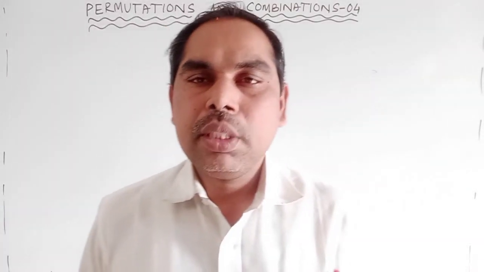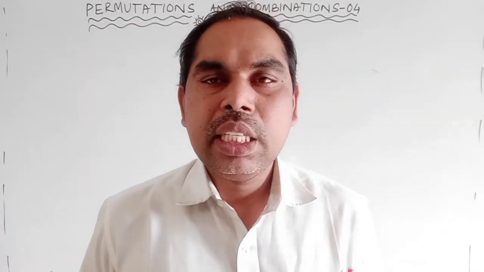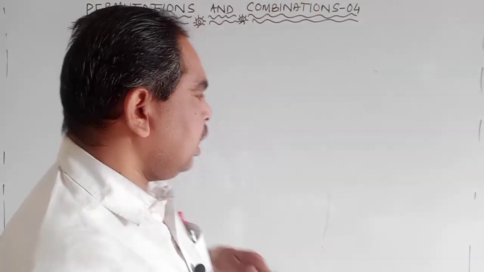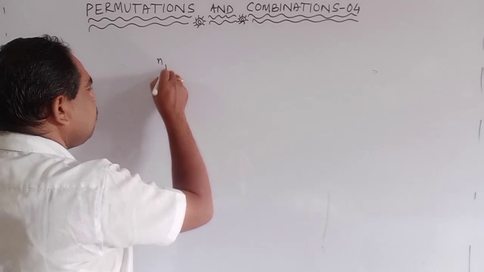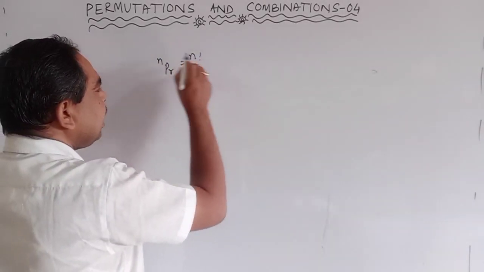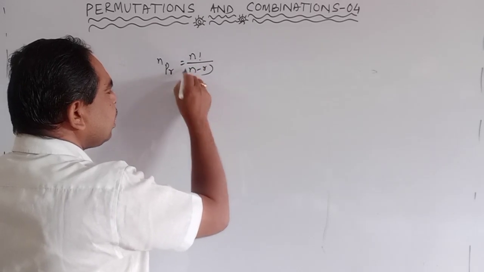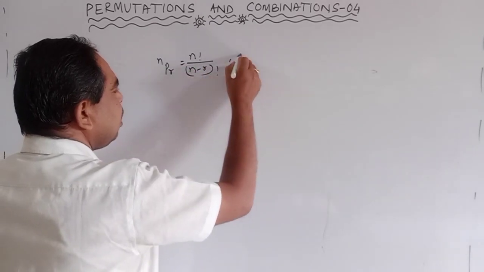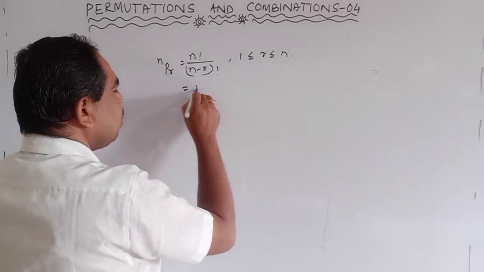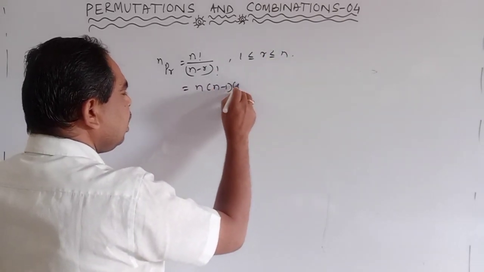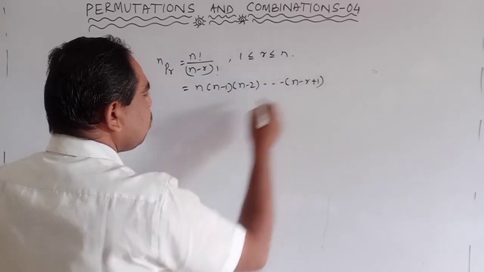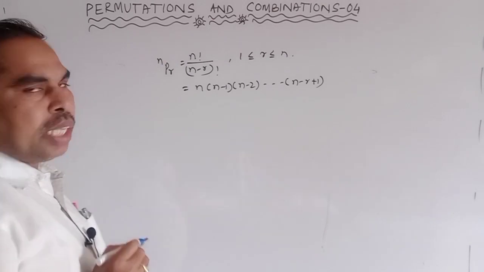Out of n different things taken r at a time, the total number of permutations is what? nPr, which is equal to factorial n divided by factorial (n-r), with the condition 1 ≤ r ≤ n. It also equals n into (n-1) into (n-2) up to (n-r+1).